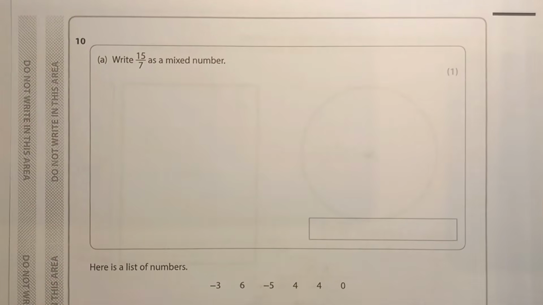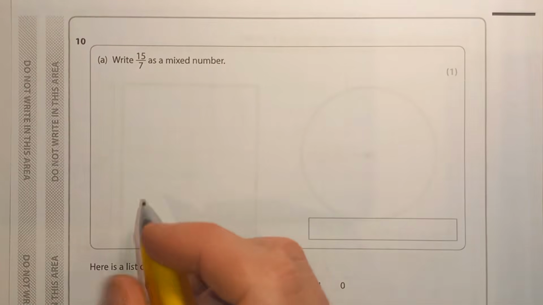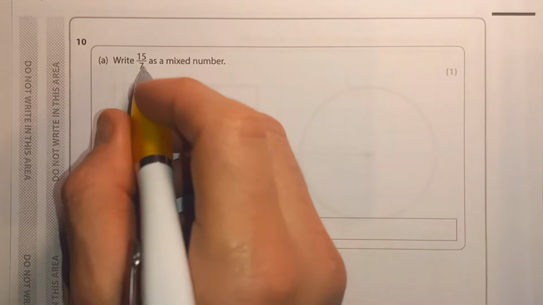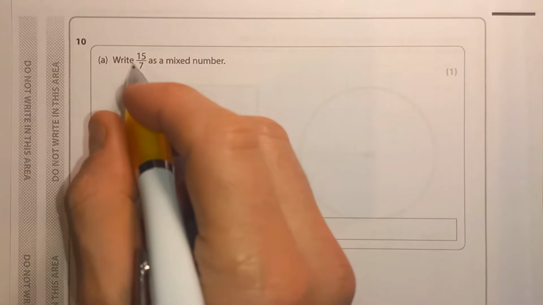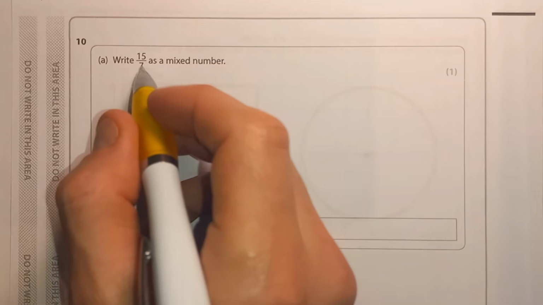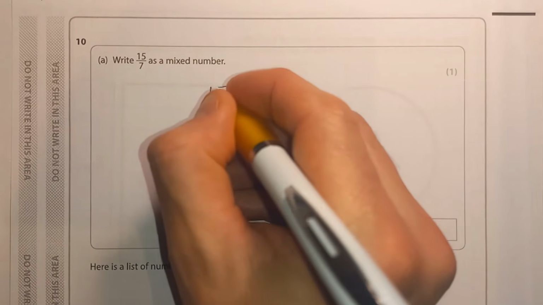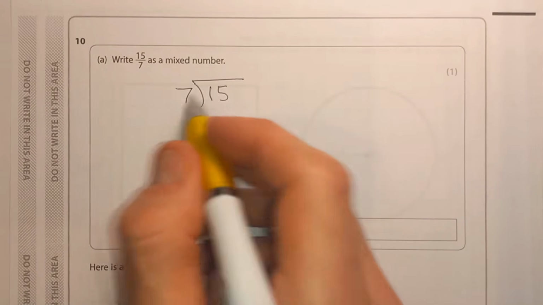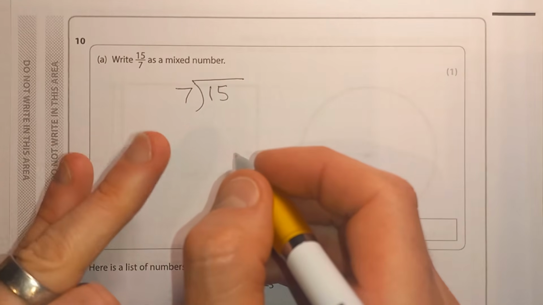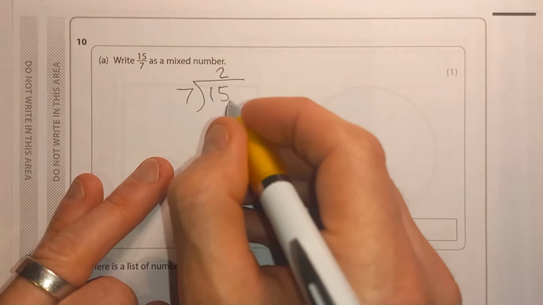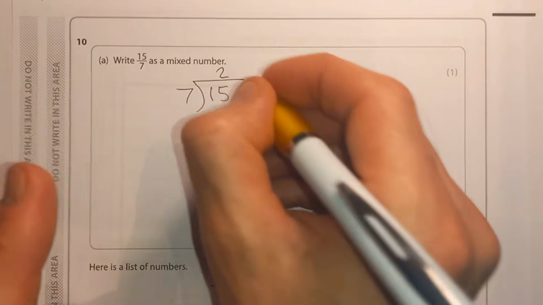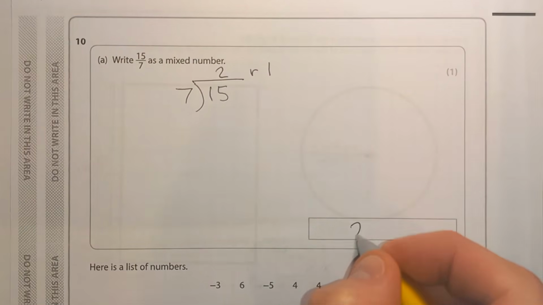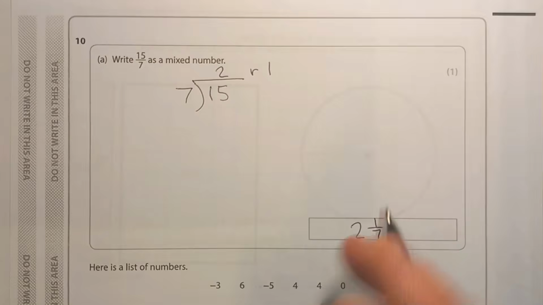Question 10. Write 15 divided by 7 as a mixed number. Okay, so the mixed number means, well, at the moment it's an improper fraction, so the number on top is bigger than the one below. So we say, well, it's really 15 divided by 7. You can do this using your calculator, but I think it's simpler just to say this way. How many times does 7 go into 15? 7, 14, so that's twice. And how many left over? Well, from 14 to 15, it's just 1. So 2 remainder 1, or 2 and 1/7.